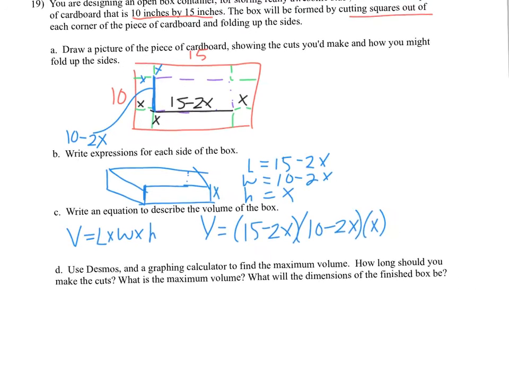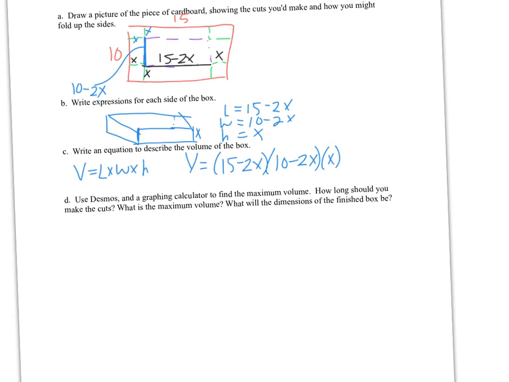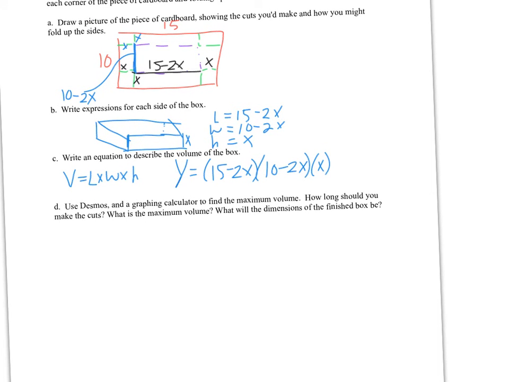Okay? Use a graphing calculator in Desmos to find the maximum volume. How long should you make the cuts? What is the maximum volume? What should the dimensions be? That's a lot of stuff going on here. So maximum volume, that's going to occur when I'm at the highest V. And why not just call that Y just for the sake of ease?